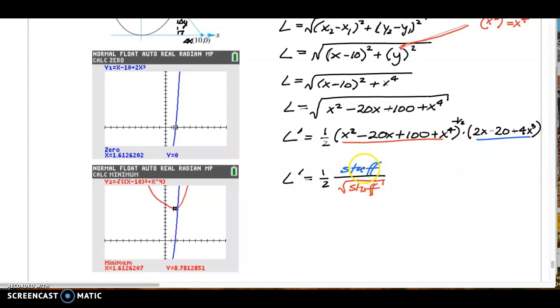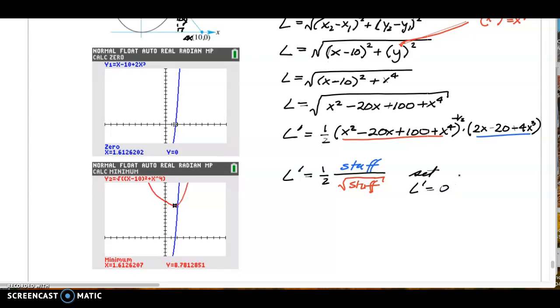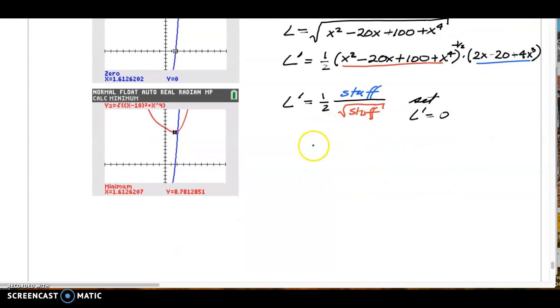That's what it basically looks like, except I'm just being lazy and not putting in the polynomials, right? But now what we want, set L prime equals 0, because we're looking for a max or a min. So we're playing the same game. Notice that if this is equal to 0 right here, that means all we really have is stuff equals 0. So really, cross multiply, you'd have stuff equals 0.